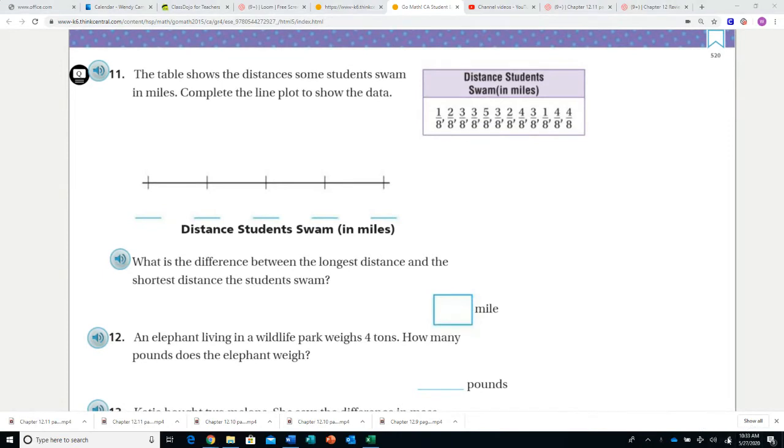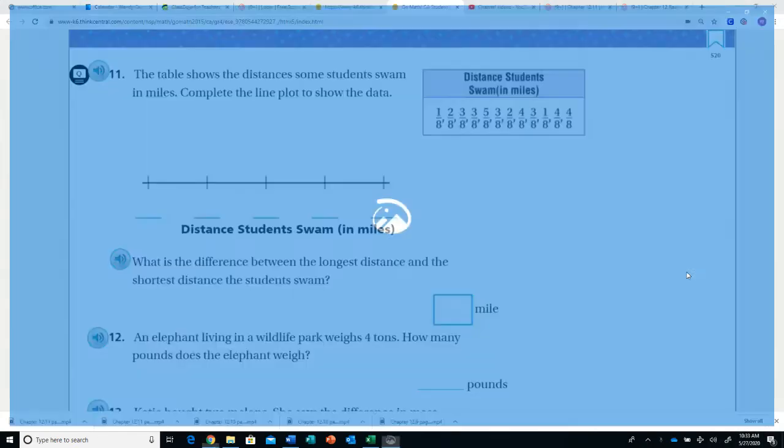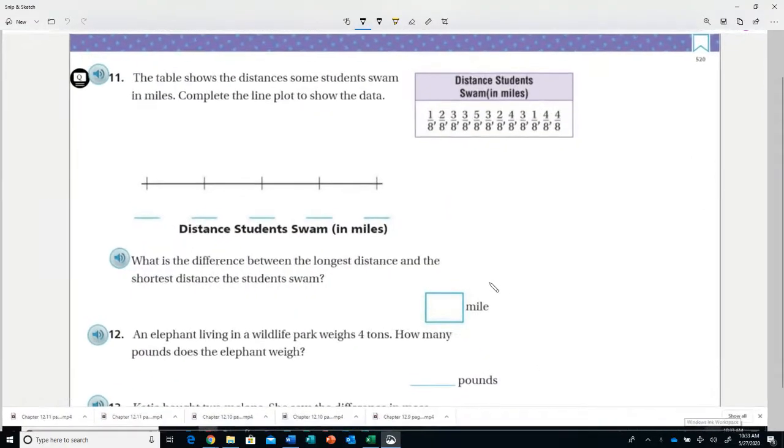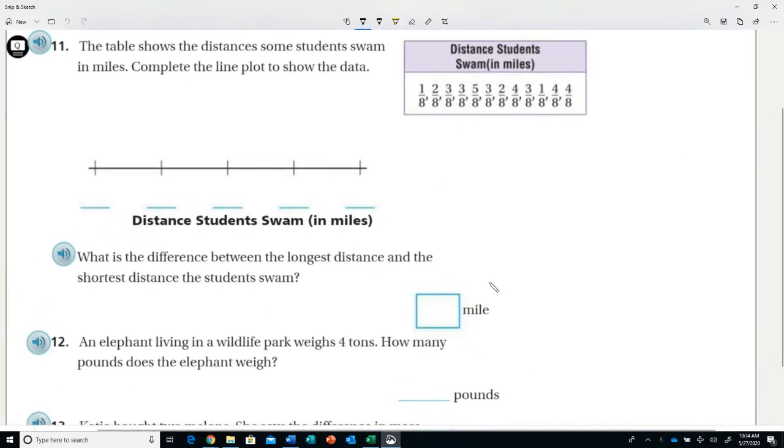Line plots are important. It's important for you to be able to create them to show data, and also to be able to look at a line plot and know how it's showing the data. The table shows the distance some students swam in miles. Complete the line plot to show the data.